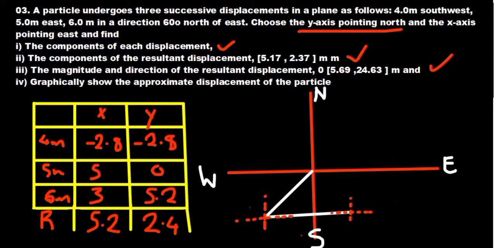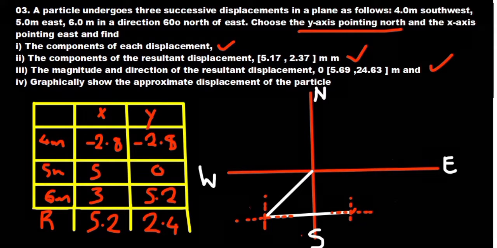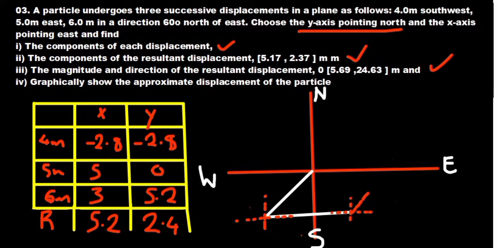Now they are saying 6 meters in a direction 60 degrees north of east. North of east is between the north and the east. So I'm moving from the east towards the north. It's this way, and that's the angle 60. So it's going to be this direction.